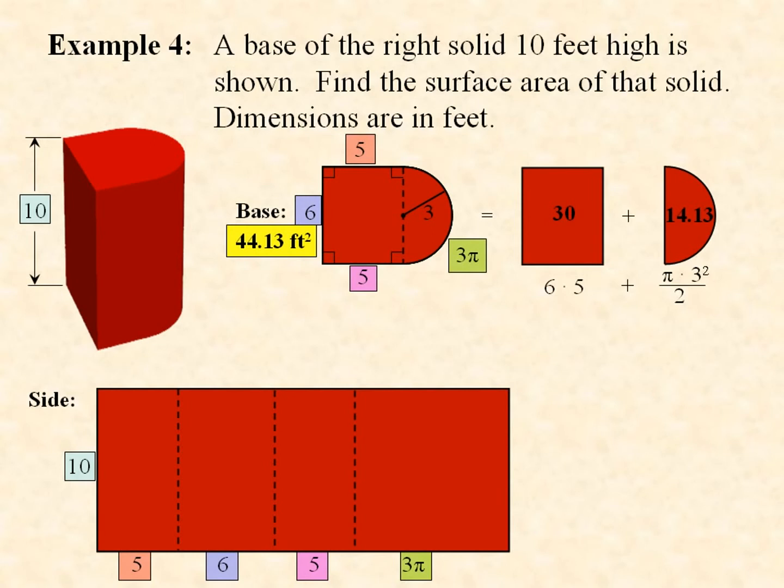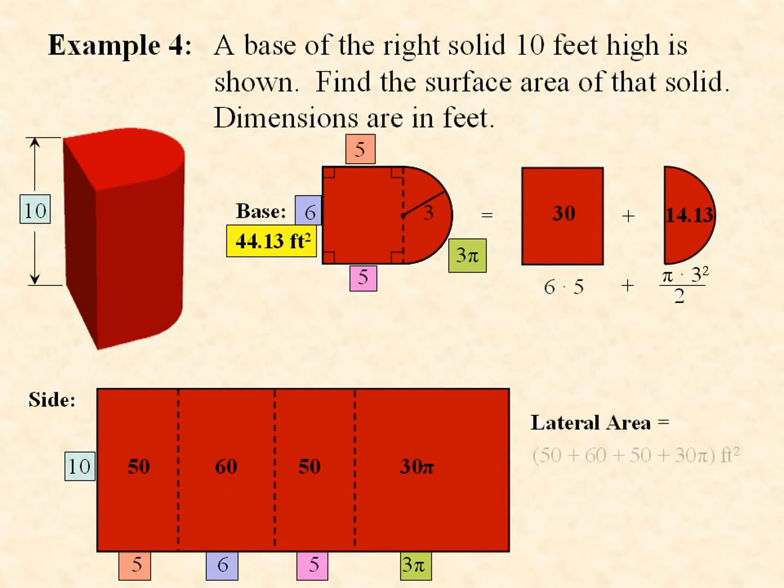We could add up all the bottom parts and multiply by 10, or we could take each rectangle separately, which I did here. We've got 5 times 10 is 50 square feet for the first one, 60 square feet for the second one, that's 6 times 10. 50 square feet for the third one, and then 3 pi times 10 is 30 pi square feet for the final rectangular piece of the side.